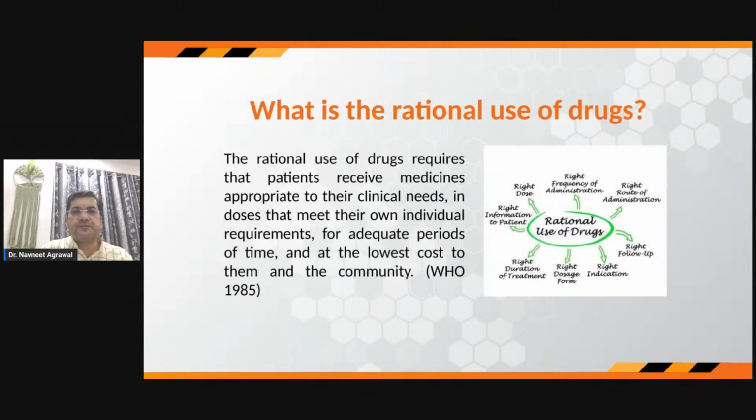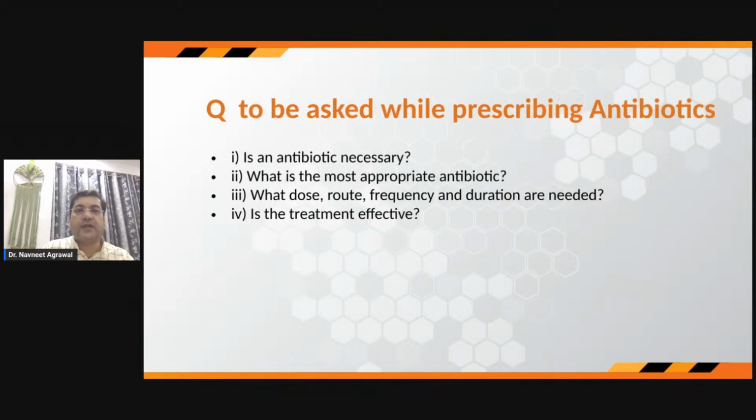in fever. So, what is the rational use? As per the WHO, we should use the antibiotic first and foremost for the right indication, right dose, right duration, right route of administration, right frequency of administration. We should provide the right information to the patient about the antibiotic. As per the WHO, we should use antibiotics rationally to avoid resistance, and to avoid complications to the patient as well as to the society.